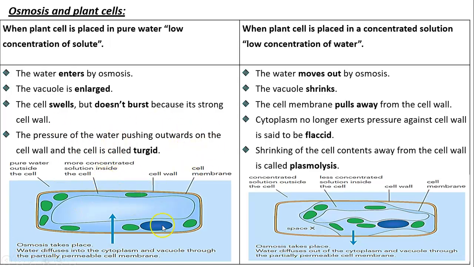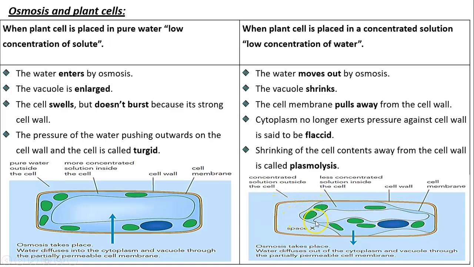But what will happen when the opposite situation happens, when I put the cell in a concentrated solution? So now the low potential will be outside of the cell, while the high potential will be inside of the cell. And the water will always move from high to low, from dilute to concentrated. So the cell will shrink, but what about the cell wall? The cell wall can't shrink. So what will happen is that there will be a space between the cell membrane and the cell wall.